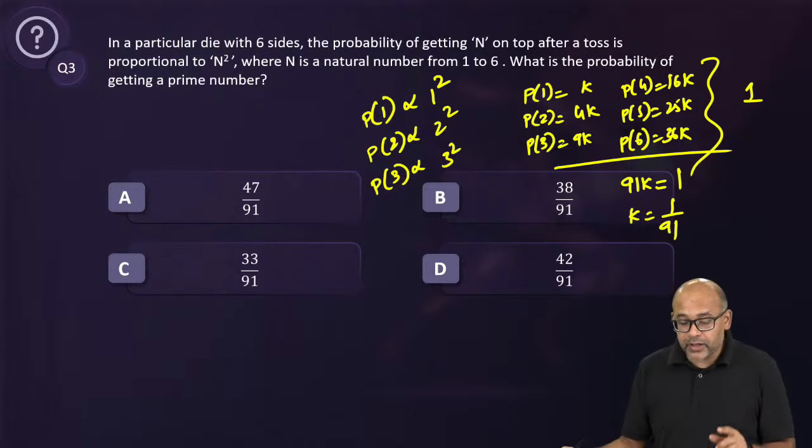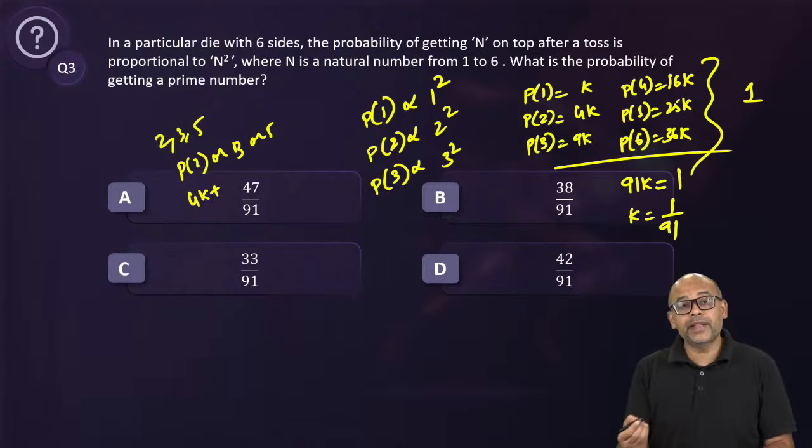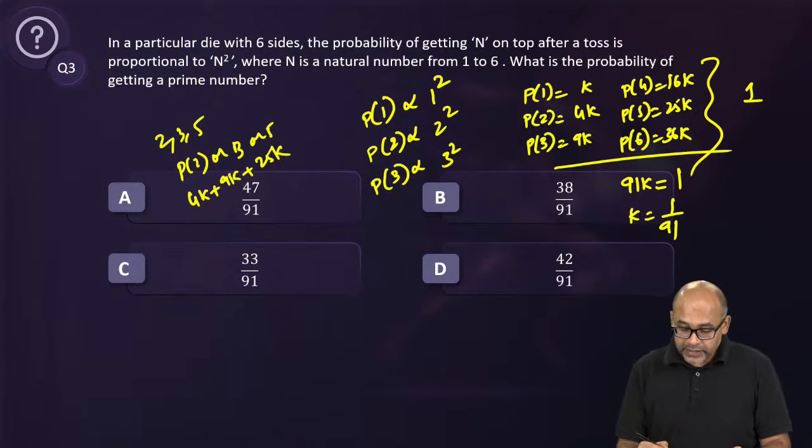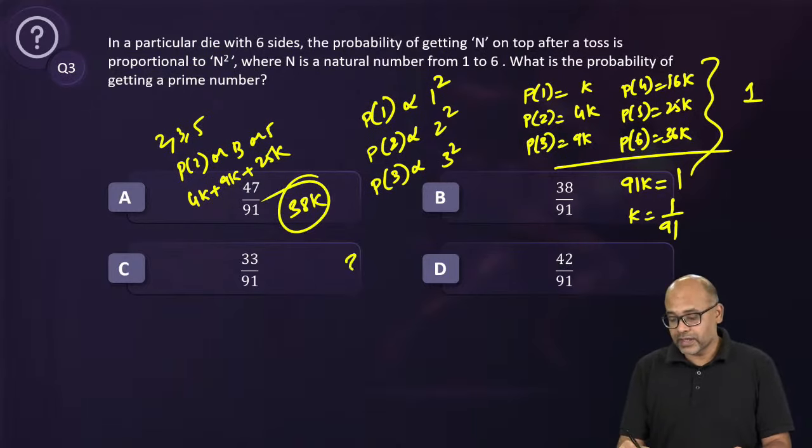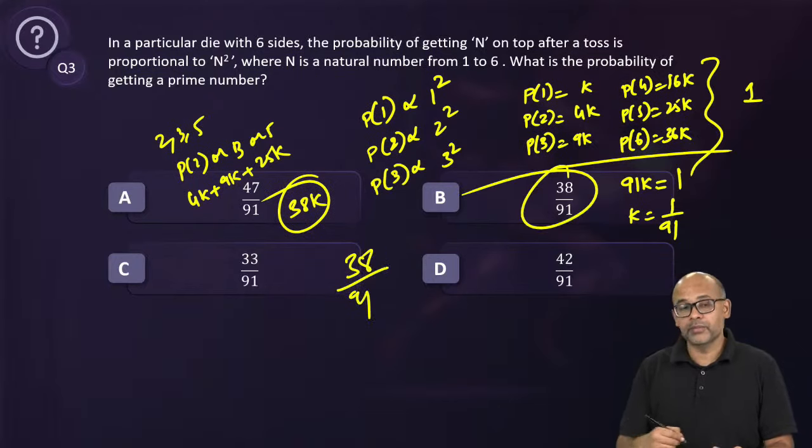Now what is the probability of getting a prime number? What are the prime numbers? 2, 3 and 5. So probability of 2 or 3 or 5. So probability of 2 is 4k, or means addition, 3 is 9k and 5 is 25k. How much is this? 25, 35, 38, 38k. Where k is 1 by 91, so the total probability is 38 by 91, option B.